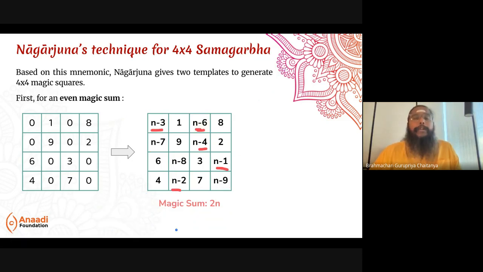Similarly, let's say your birth year was 88 and you want a magic sum of 88. So you say 2n is equal to 88, then n will be 44. And then you plug that into this and you will immediately be able to construct a magic square.